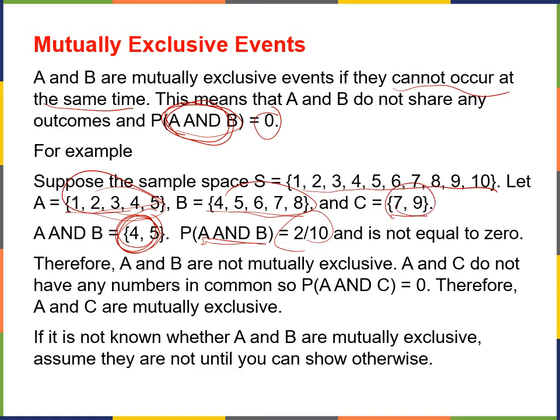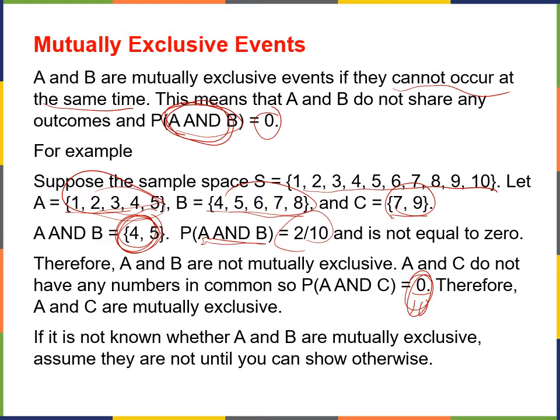Okay? So if you looked at that, since there's nothing in common there, then the probability of A and C, well, there are 0 that are both in A and C at the same time, so 0 out of 10, which would be the same thing as just 0. And therefore, A and C are mutually exclusive. Okay? They cannot happen at the same time.